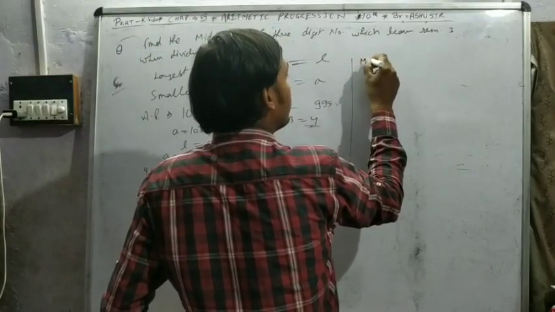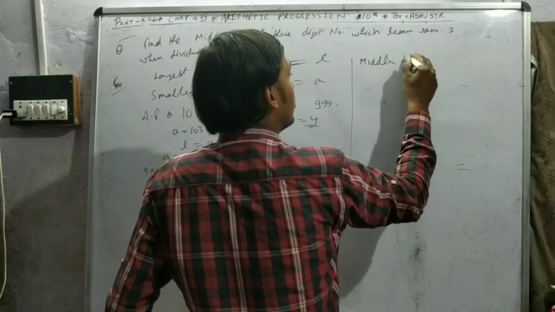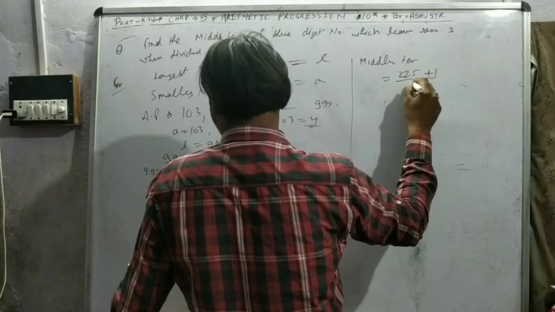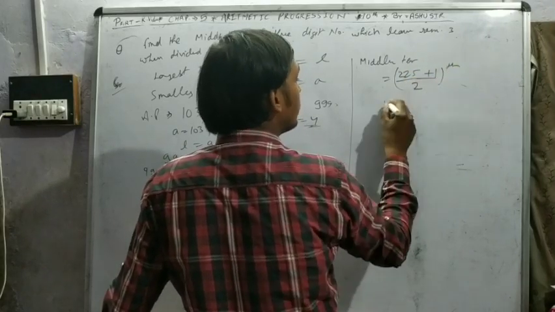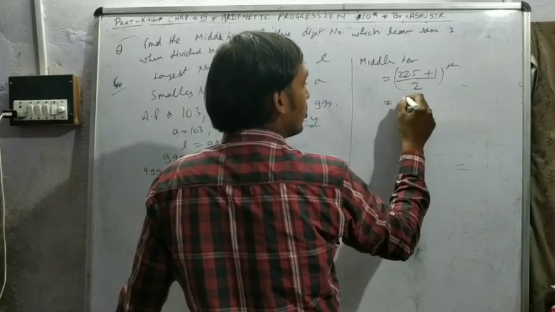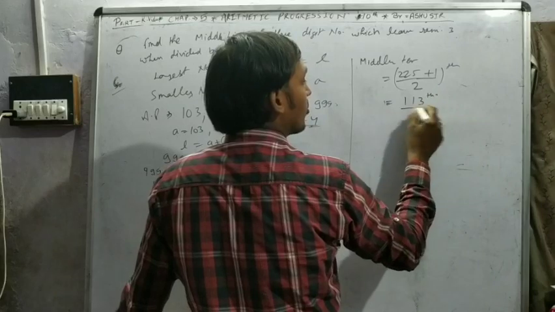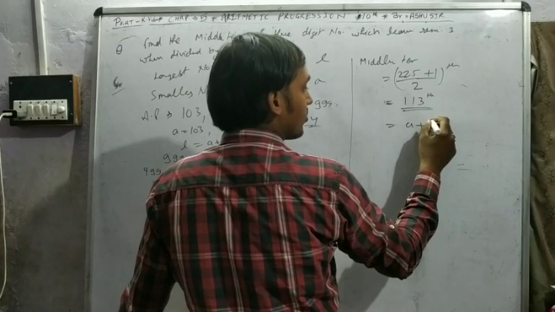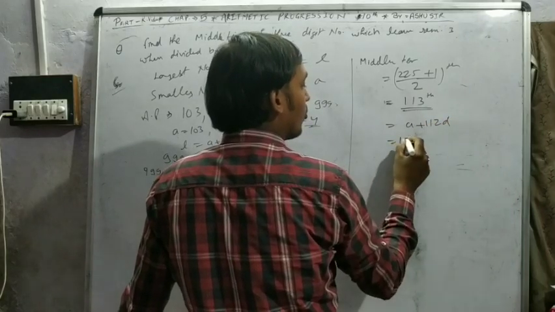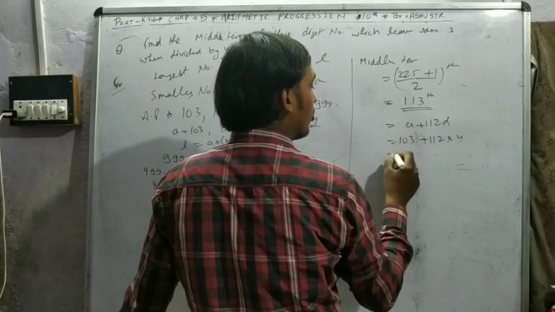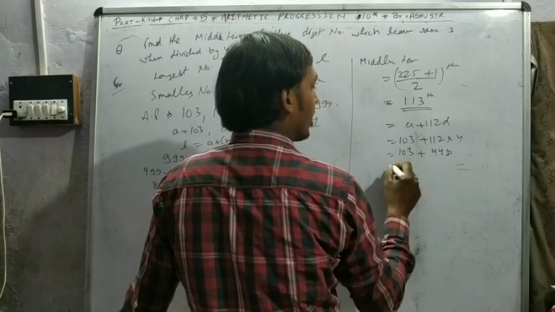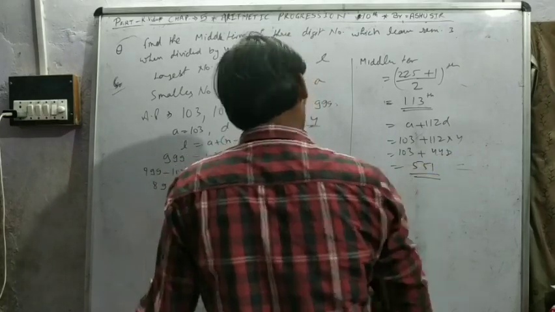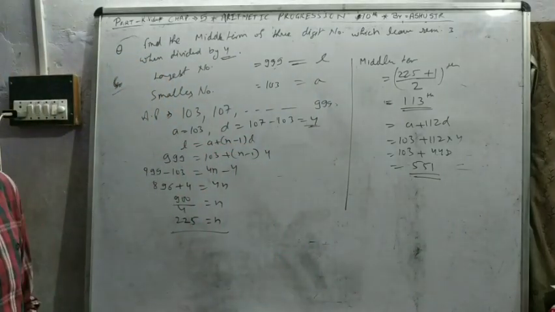Then the middle term is the (225 plus 1) by 2th term, 226 by 2, the 113th term is the middle term. What's the value? A plus 112 D, 103 plus 112 into 4, which is 448, giving 551. 551 is the middlemost term of this AP.